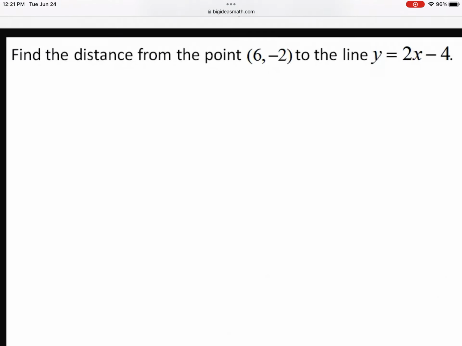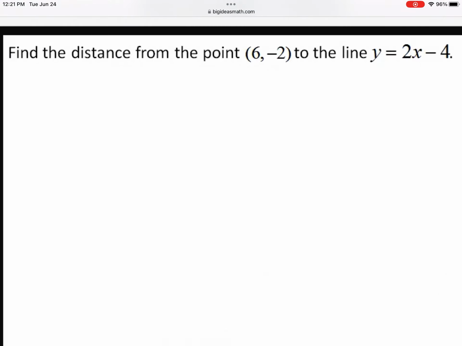Find the distance from the point 6, -2 to the line y equals 2x minus 4. Begin by finding the equation of a line that is perpendicular to the line y equals 2x minus 4 and passes through the point 6, -2. A line that is perpendicular to the line y equals 2x minus 4 will have slope m equals -1/2 because -1/2 times 2 equals -1.